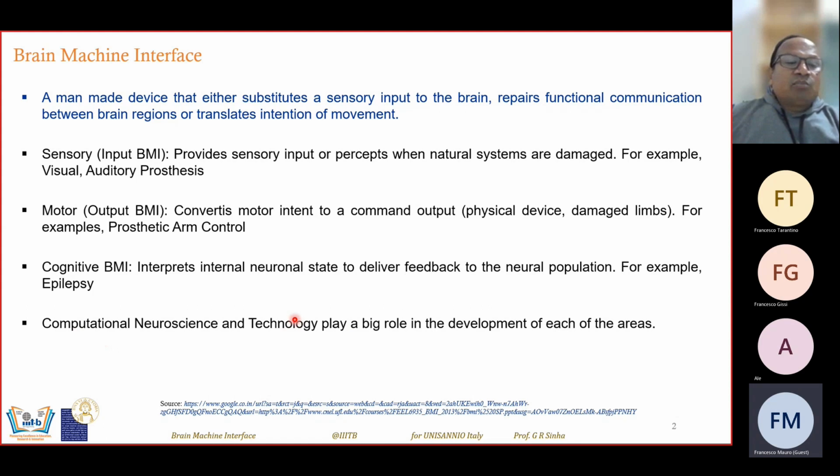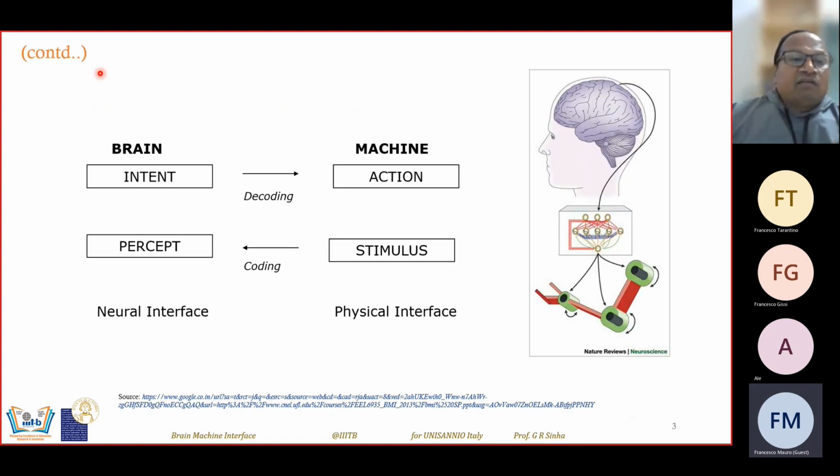And this is a very significant term called computational neuroscience and technology, that deals with neuroscience and also assistive technologies, which will help in the development of hardware, machines and devices that could help in all these three major functionalities of brain computer interface. So I hope this diagram is very clear.